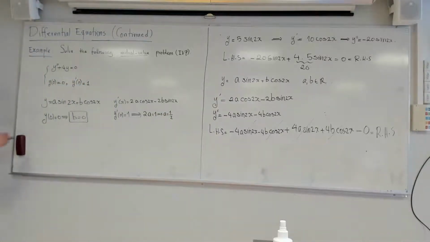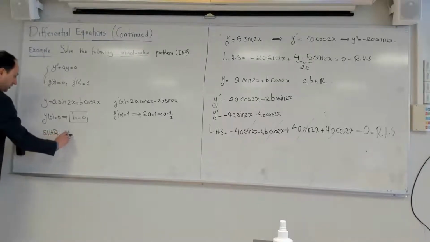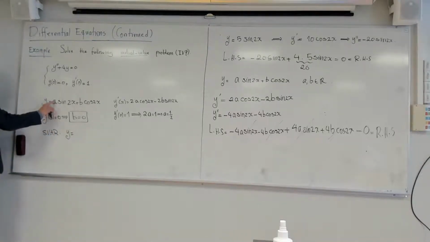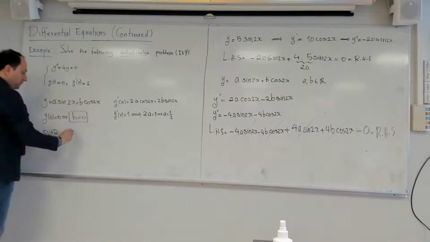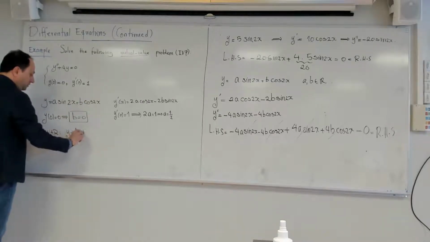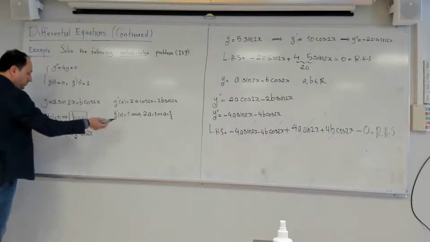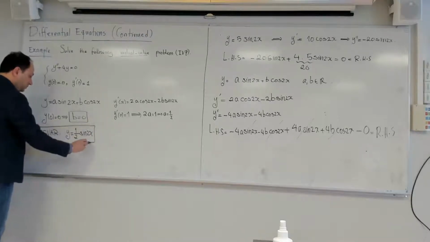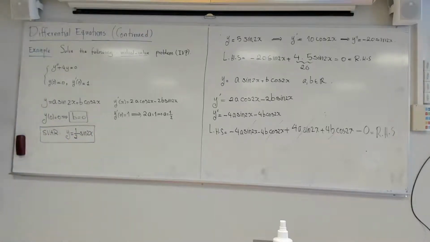And now the answer that you need to provide is this function: y is equal to, instead of a, you put 1 over 2, so it becomes 1 over 2 sine 2x, and instead of b, you put 0. So this is what you need to provide. It means that I was able to find a solution for this differential equation, and on top of that, this solution satisfies these two conditions simultaneously. So I have solved this initial value problem.